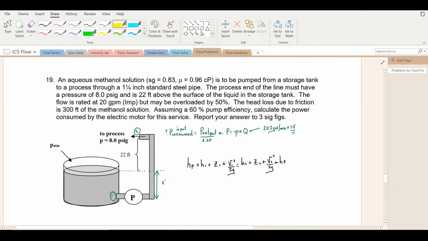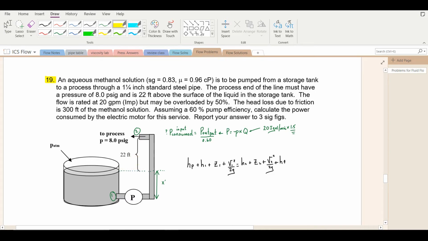Problem number 19. An aqueous methanol solution with a specific gravity of 0.83 and an absolute viscosity of 0.96 centipoise is to be pumped from a storage tank to a process through a 1¼ inch standard steel pipe. The process end of the line must have a pressure of 8 psi gauge, and it is 22 feet above the surface of the liquid in the storage tank.